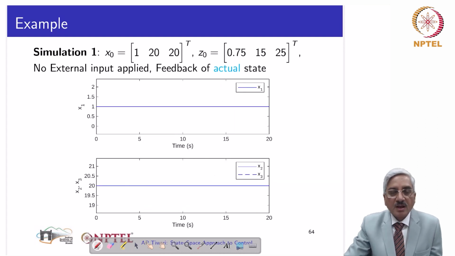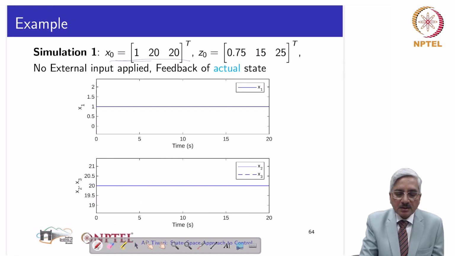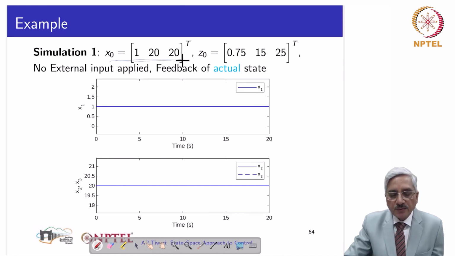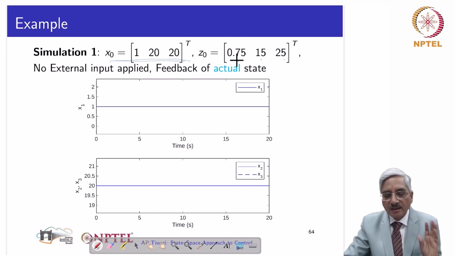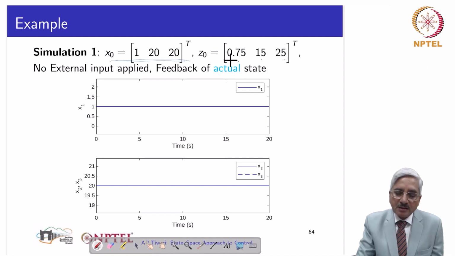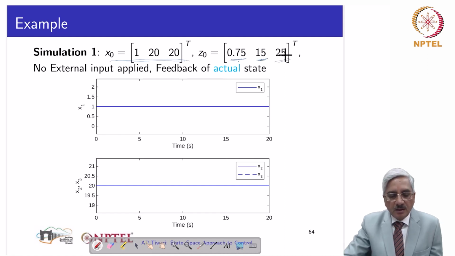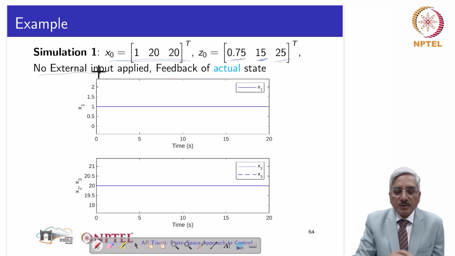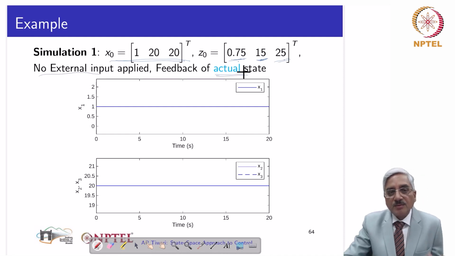First one first. So this is the system state at the equilibrium. It is 1, 20, 20. Z0, if it was 1, 20, 20, then it would have been exactly equal to the initial state of the system, but we are assuming a minor deviation. So Z1 is not 1 but 0.75, 0.25 different from that. Z2 is not 20 but 15, and Z3 is not 20 but 25. No external input, and actual states of the system are being fed back.